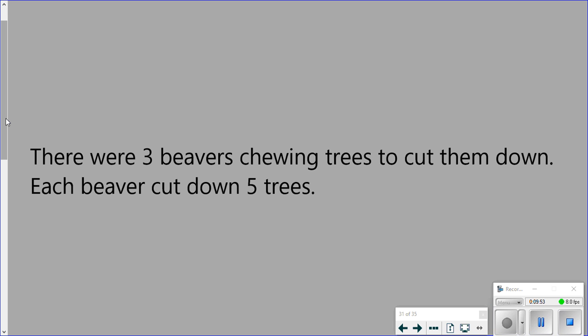Can I solve how many trees are left? No. They never told us how many trees were in the forest. I don't know how many trees are in the forest. How do I know how many trees are left?